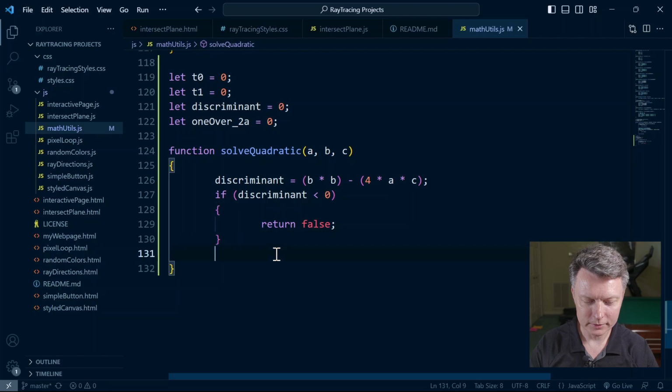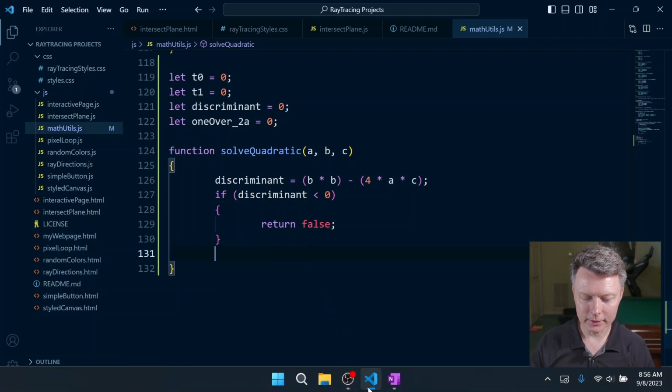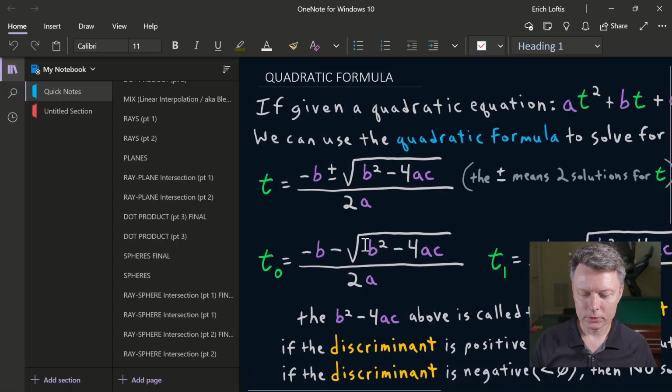Now hit enter, and let's take a quick look at our quadratic formula. So now if we determine that this is positive and that there is a solution to this quadratic equation, then we can go ahead and compute this square root. So let's do the square root of the discriminant.